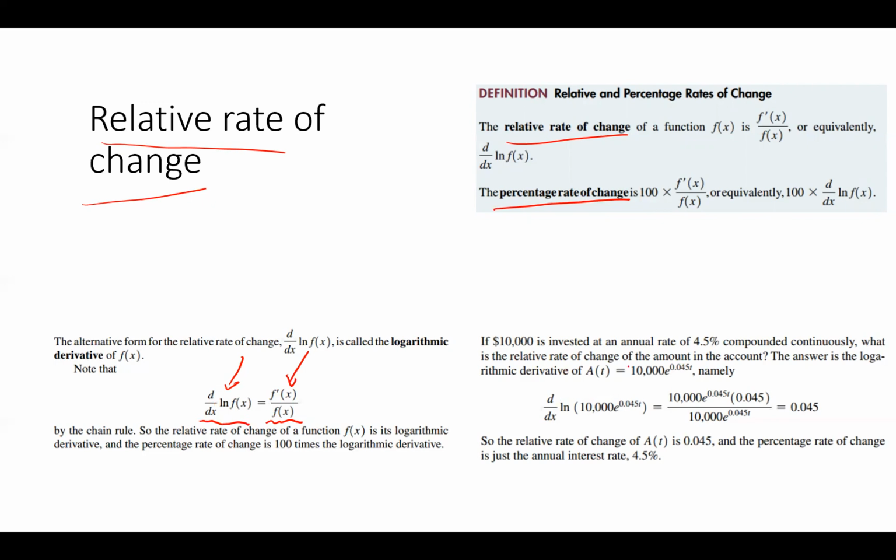So in this case, for example, if we invest this amount of money at an annual rate, this rate, and then compound it continuously, so naturally, this is the amount of money we'll get, right? And we want to know what is the relative rate of change of this amount in the account. Then we can just take the derivative of the ln of this amount, which will get us some value, right? So this is another related concept.